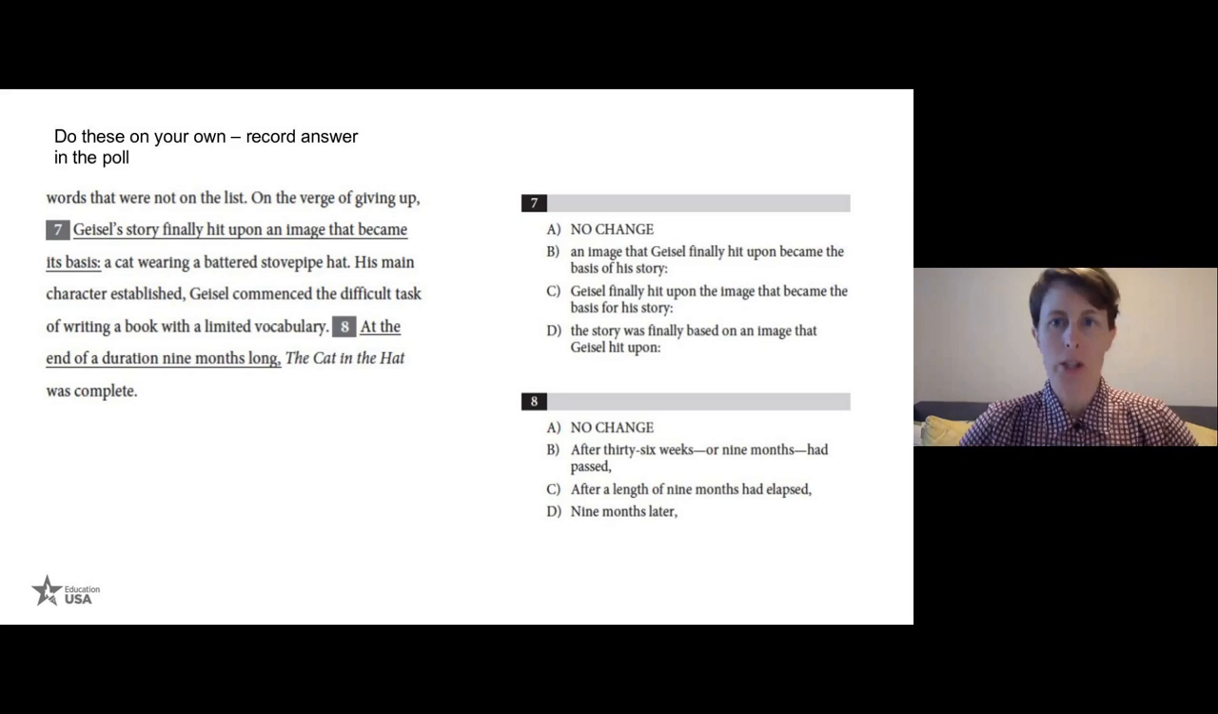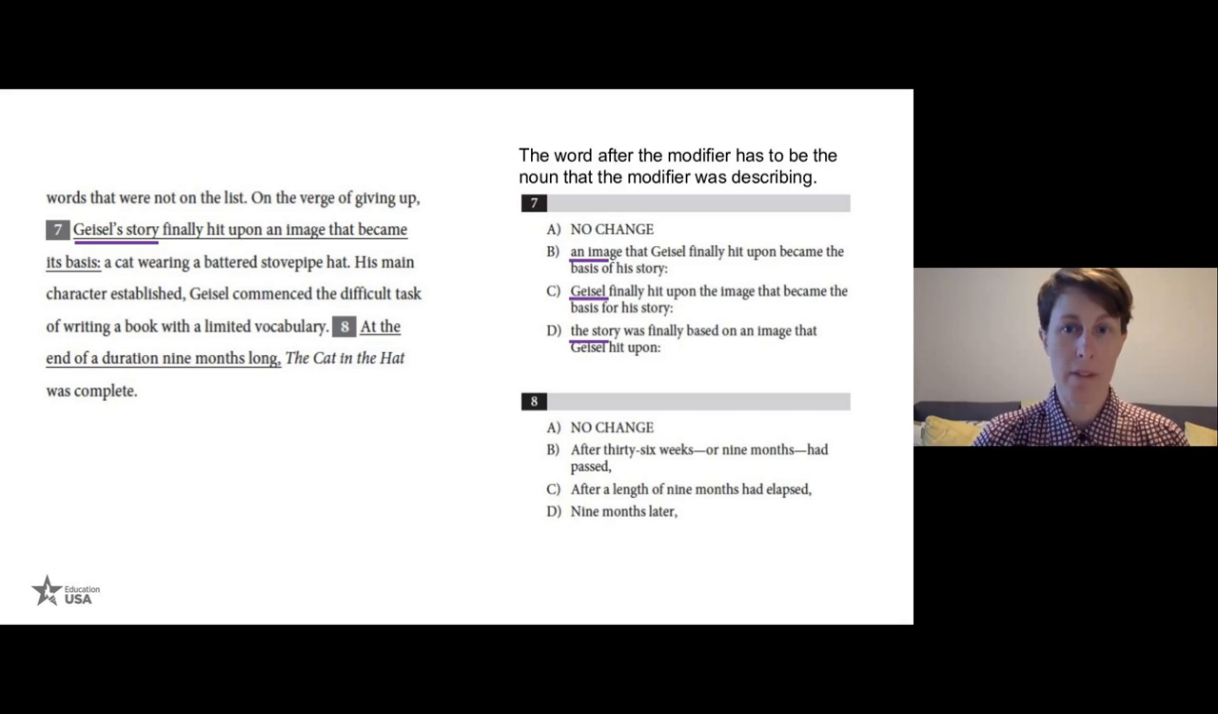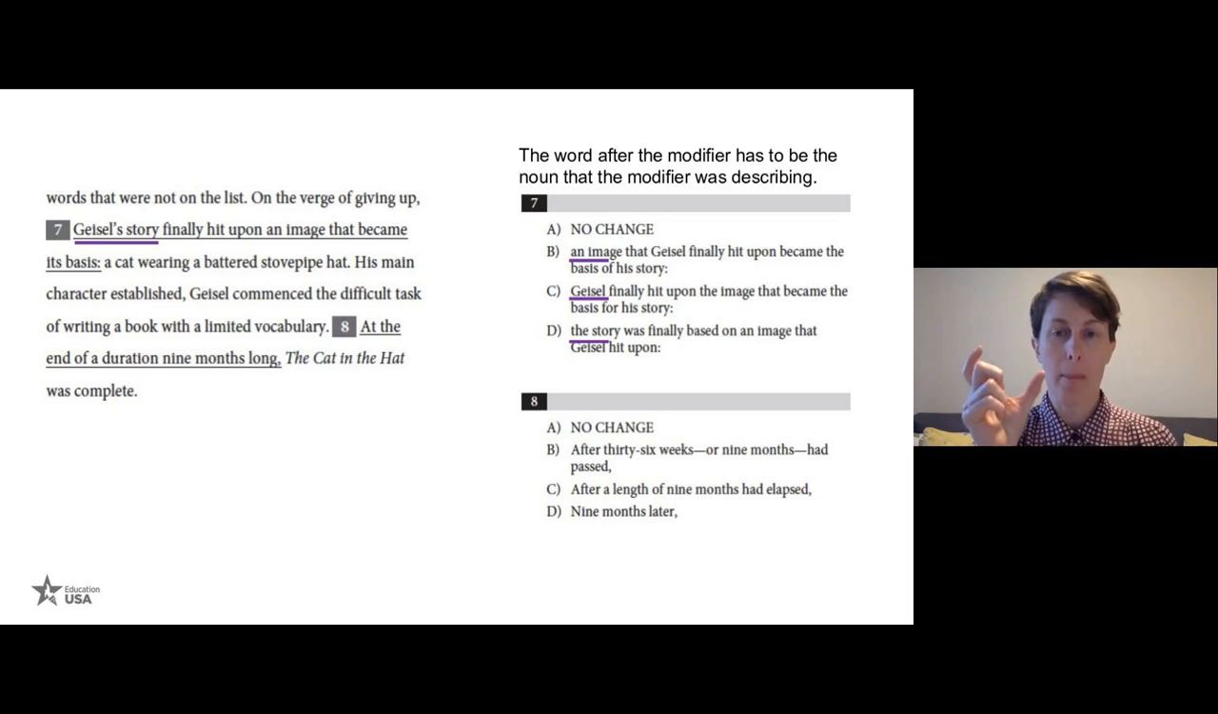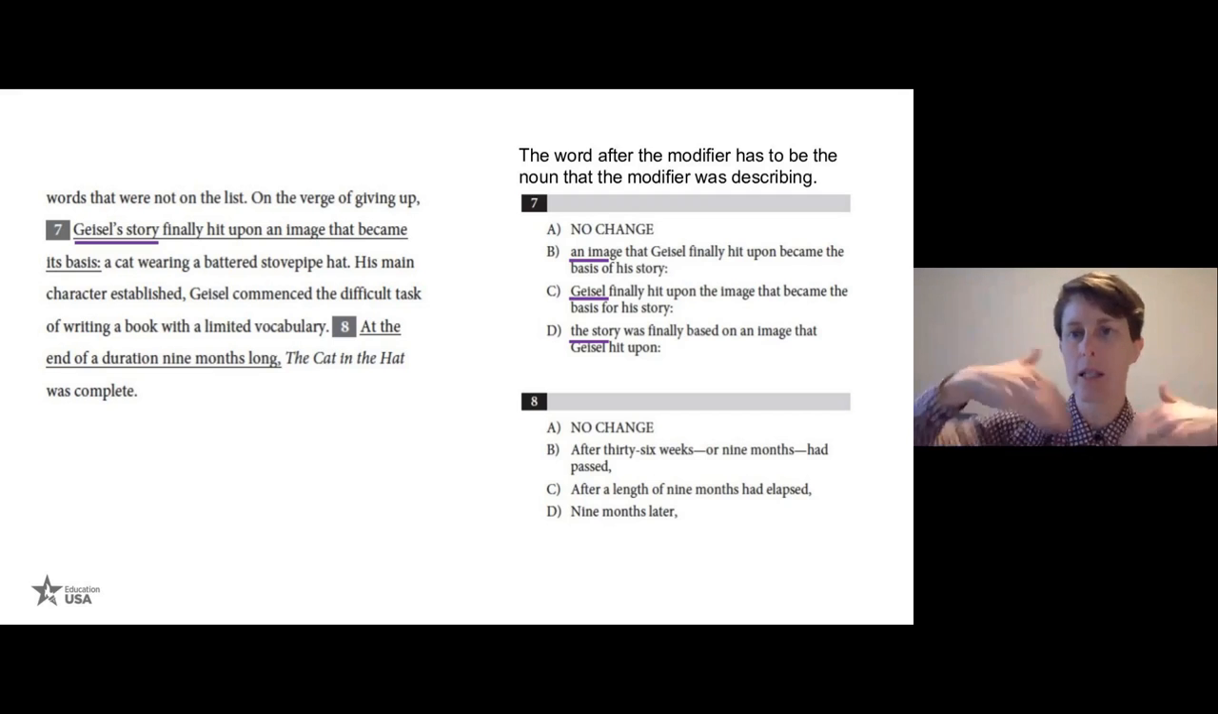So, the cool thing about number seven, it's one of my favorites because there's a really great trick that goes with it. So I can't wait to share it with you if you found number seven tricky. The part of the sentence at the beginning is a modifier. And the modifier has to modify the noun directly after it. Otherwise it's called a dangling modifier. So you need to ask yourself about that little piece before the comma. Basically a modifier is anything that could be deleted out of a sentence and it would still be a full sentence, right?